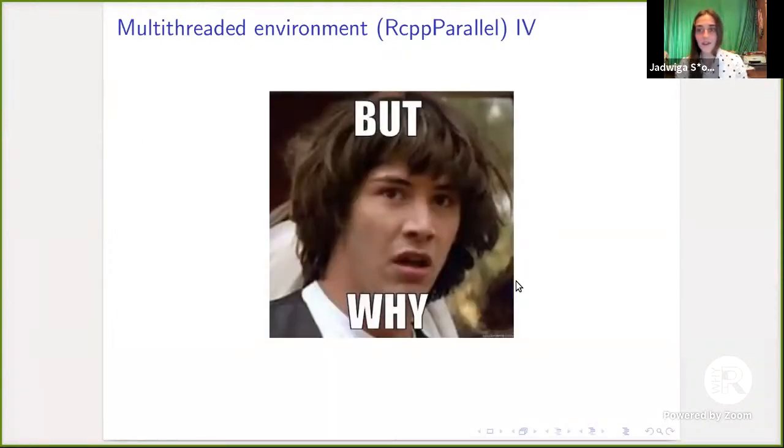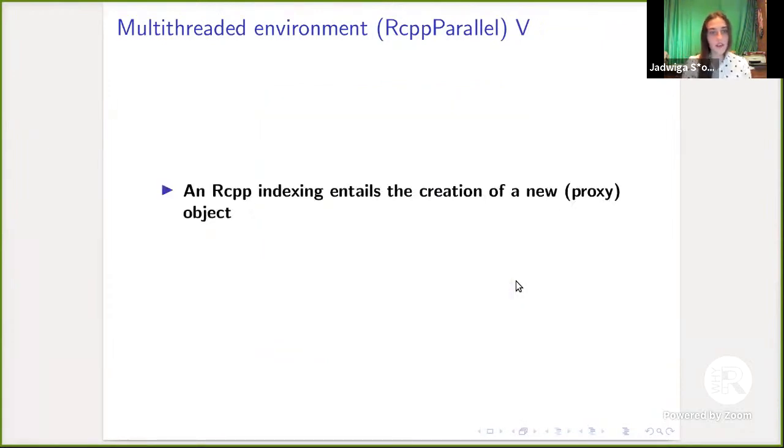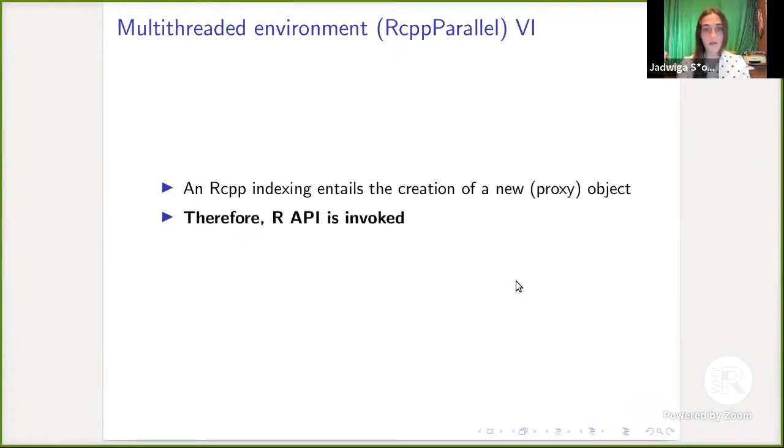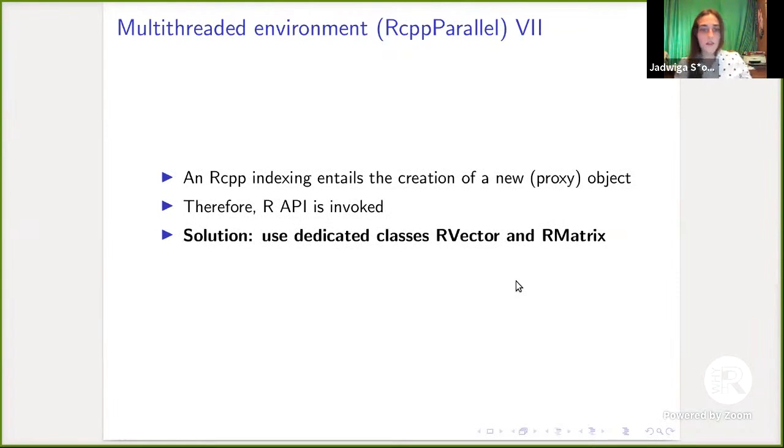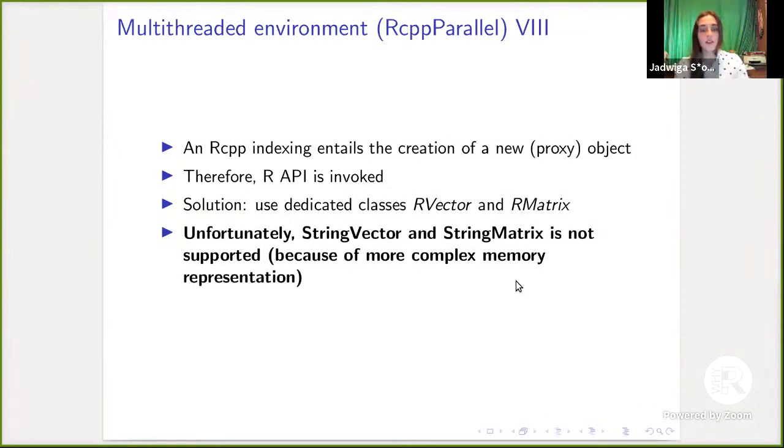Well, but why does this happen? In order to understand it, let's look in detail. RCPP indexing entails the creation of a new proxy object. So there is a call to our API. The solution is to use the dedicated RVector and RMatrix provided by RCPP parallel. However, the string vector and string matrix are not supported yet, because the representation of the string vector is much more complex than the other structures. But it does not mean that it can't be done. Just nobody has implemented it yet.